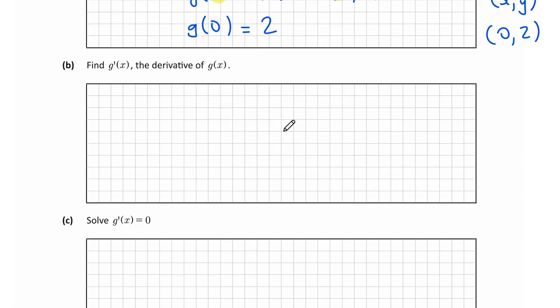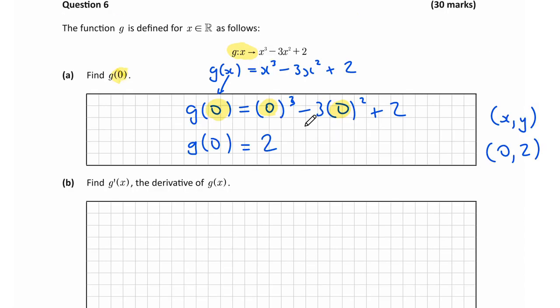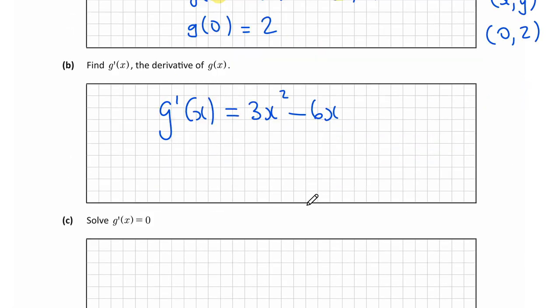Then it says find the derivative. So I'm just going to do the derivative very clean with that in mind up there. g dash x is equal to power by the number in front. Remember, you've got a 1 in front, so 3 by 1 is 3. Reduce the power by 1, x squared. Here you've got power by the number in front, which is minus 6. Reduce the power by 1, you get x to the power of 1, which is just x. And you differentiate a constant, you get 0. So that's part B. Easy.